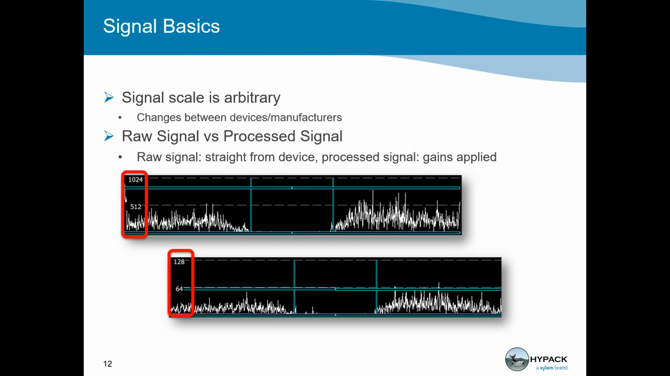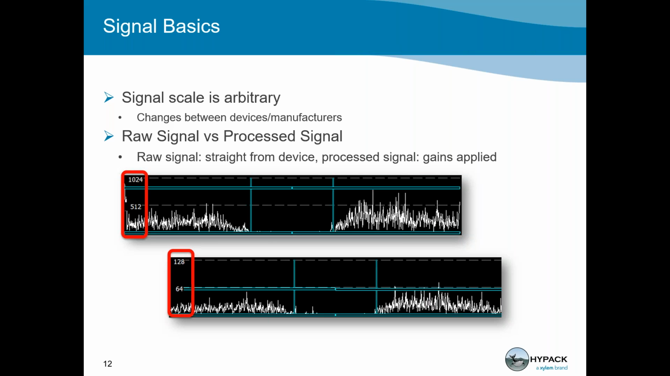So if you've ever opened up the signal window in Sidescan Survey, which I hope most of you have, you'll see this chart pop up. And along the left side is a scale. In this instance, it's ranging from 0 to about 1,000 on the top image. This scale is entirely arbitrary.